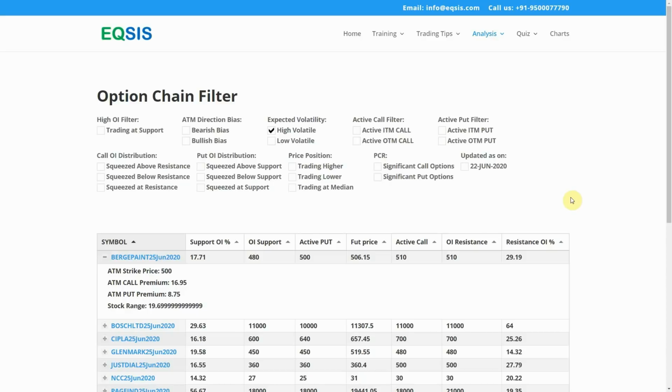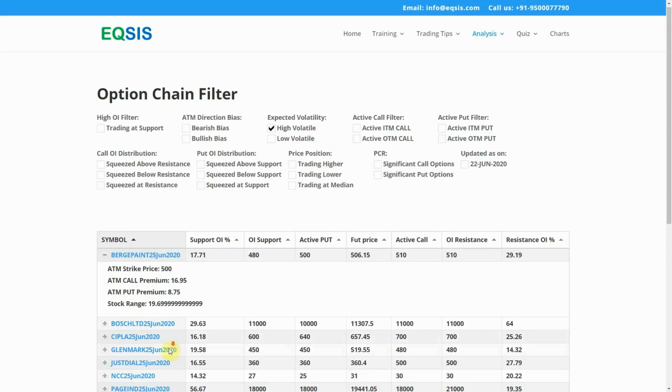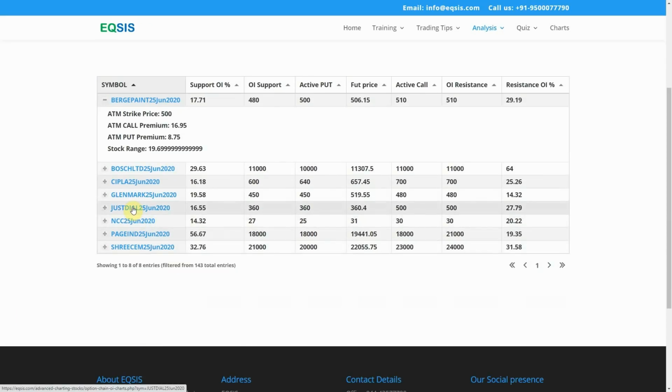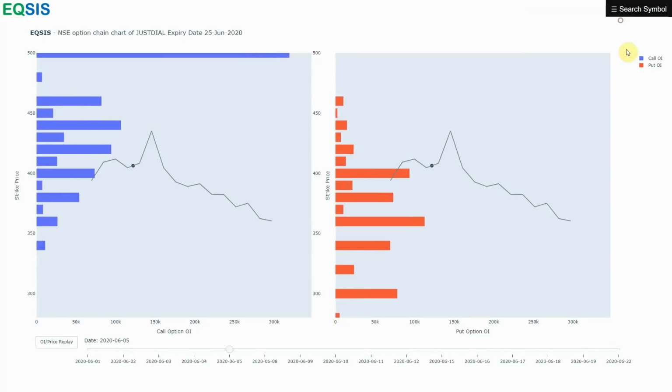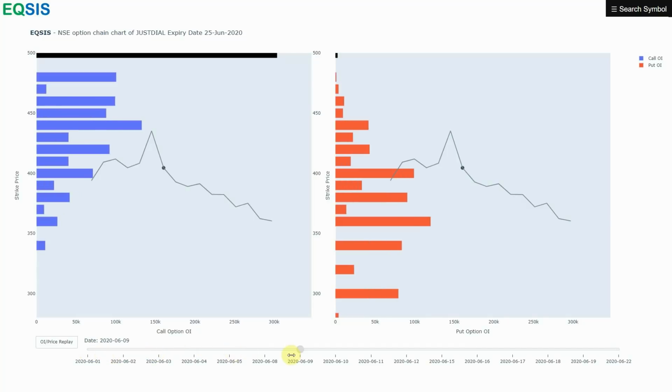Let me actually get into the graphical representation of open interest. So if I get into this particular one, let's say I want to take Just Dial charts, I'm just clicking on the name of the company. I hope you guys can see there is some animated things happening here. Not just an animation, you see that it is actually moving from day 1 of June, 2, 3, 4, 5, 6, and you see how the prices were behaving.